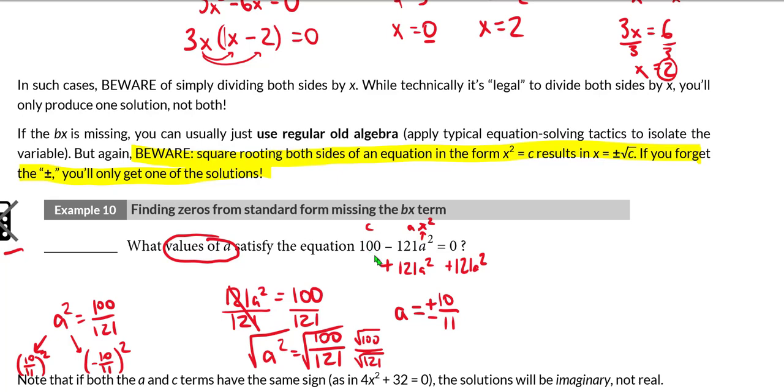So it is extremely important that we account for both the positive and the negative, so I'm going to write down positive negative 10 over 11, unless of course the question says that a is a positive value or something like that. In other words, if the question restricts us to only one of the two values, then we've just got to abide by the question. So that is the answer to example 10.